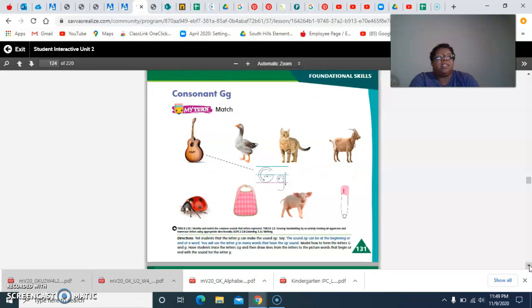Then you have for consonant G, you're going to write the letter G, practice writing it correctly, trace it, and then pick which pictures you would draw the line to the G. So you have guitar, goose, cat, goat. And then you have bug, bag, pig, hen. So listen for the letter G sound at the end of the word on this row.